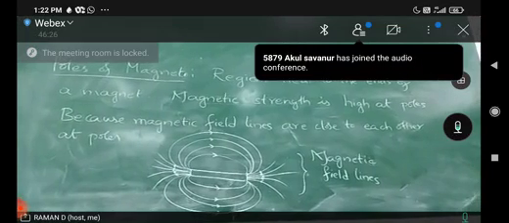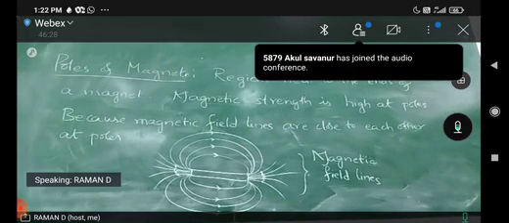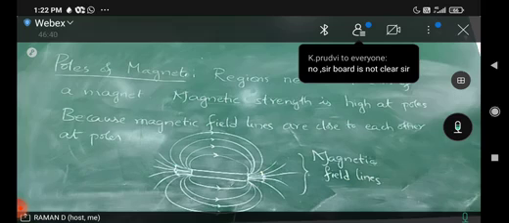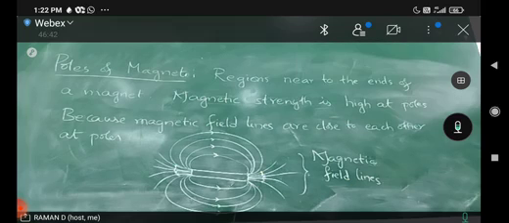Hope now it is clear, the board. Right. So, what are poles? Poles of magnet are the regions near to the ends of a magnet. Magnetic strength is high at poles because magnetic field lines are close to each other at poles.